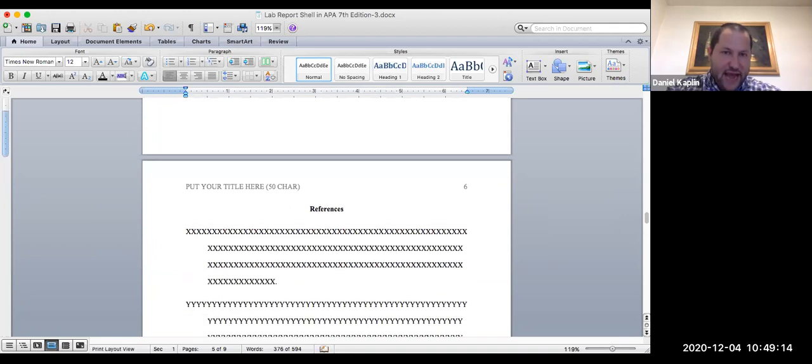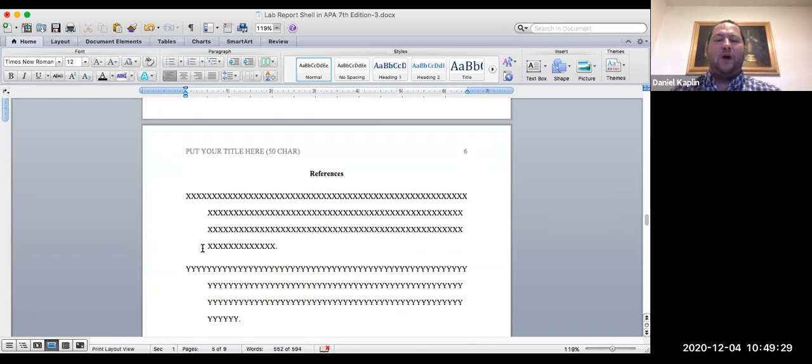Now, because I added stuff, it got shifted. For the references, you start a new page. Notice that your references also are bold, center aligned because it's a level 1 heading. Your references also have a hanging indent.